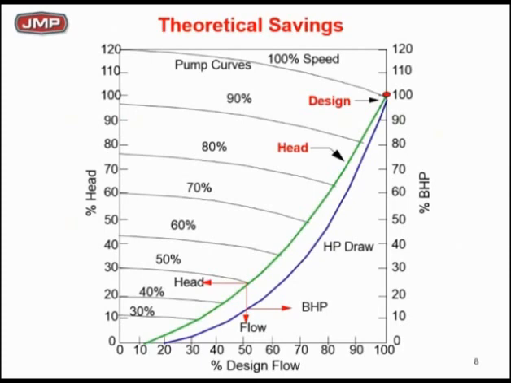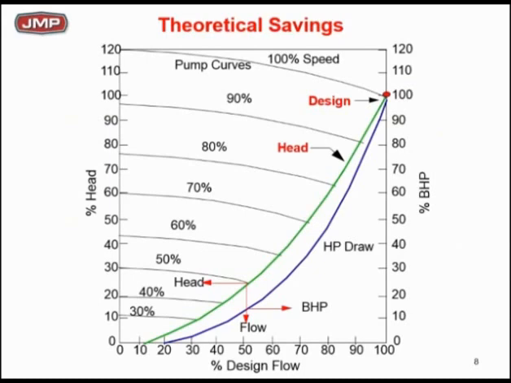Let's review the theoretical thing again. Let's assume we're at half speed. Remember the previous slide showing the basics. Let's just go to half speed. So at half speed, I would have half flow. I would have 50% flow. So you see the 50% speed line, and you see the 50% flow line. My head at 50% flow, 50% speed, would be 25%.